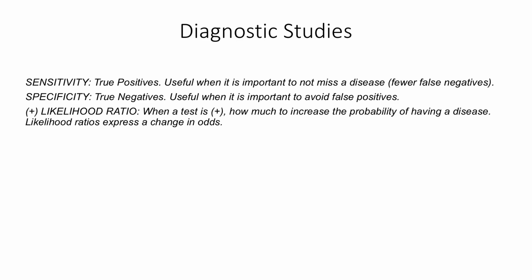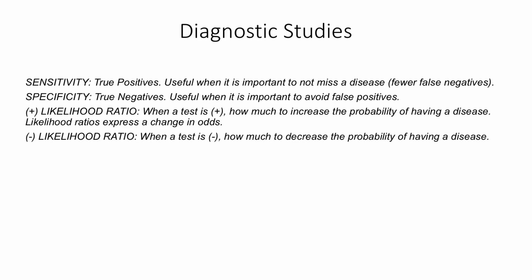Positive likelihood ratio. What does this tell you? What a positive likelihood ratio tells you is that when a test is positive, it tells you how much to increase the probability of having the disease. So, likelihood ratio is a way to express the change of odds from pre-test to post-test probability. Negative likelihood ratio. What a negative likelihood ratio tells you is that when a test is negative, it tells you how much to decrease the probability of having the disease.